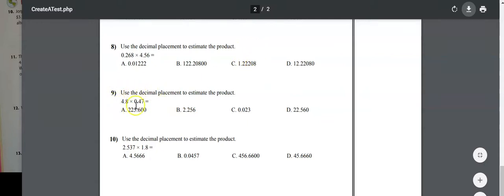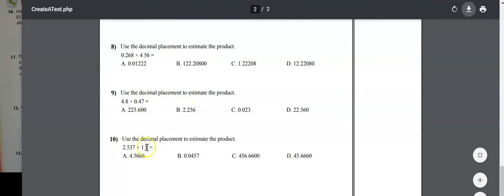Number 9, 4 times less than 1, it's close to half. So I need something that is less than 4. Letter B is the only one that makes sense and has 3 places after.